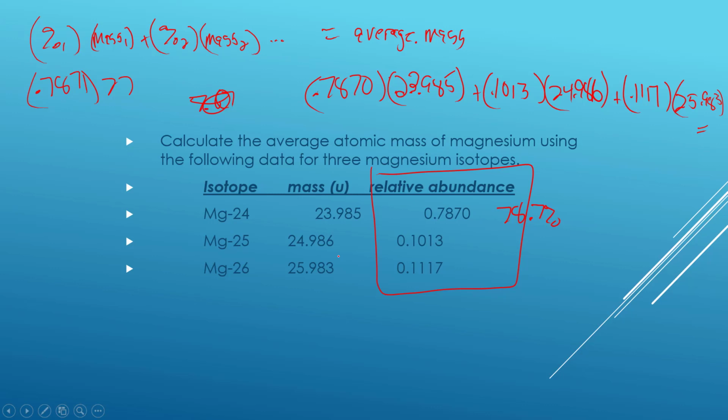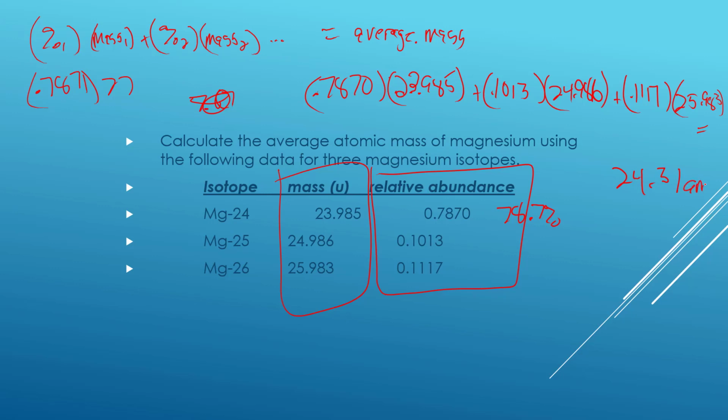Usually they'll be listed as percentages. Then I get out my calculator. 0.787 times 23.985, plus quantity 0.1013 times 24.986, plus quantity 0.1117 times 25.983. The answer that I get is 24.31.